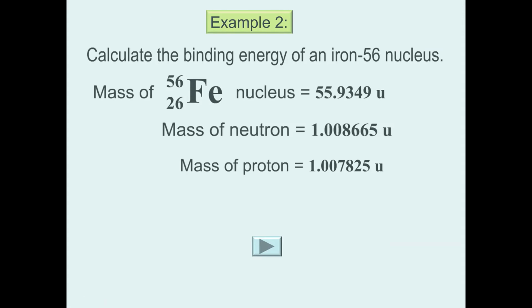Okay, next we discuss example 2. Calculate the binding energy of an iron 56 nucleus, given that the mass of the iron nucleus is 55.9349 U, the mass of one neutron is 1.008665 U, and the mass of a proton is 1.007825 U.